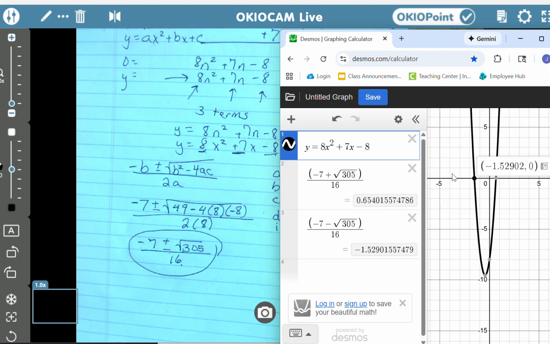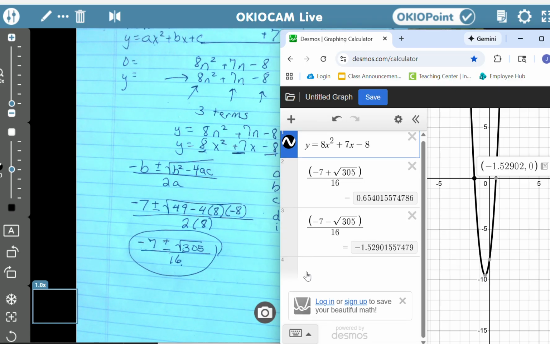So this quadratic has two solutions because it crosses the x-axis twice. These are the zeros. It has a vertex down here that's not a whole number, so I don't even want to write it in vertex form. This is how you use the quadratic formula.